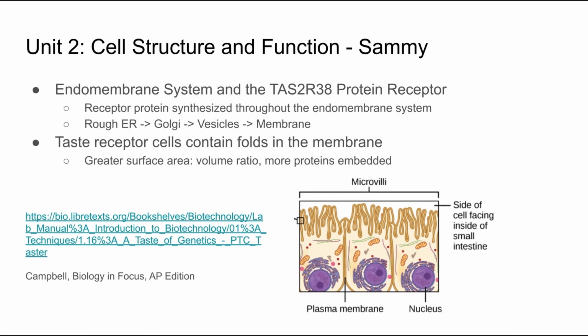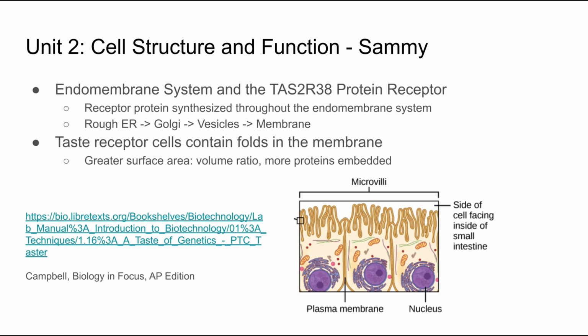The TAS2R38 gene that we looked at in the lab codes for a receptor protein which is located in the membrane of taste receptor cells. As we take a trip through the endomembrane system, we can see how this receptor protein is not only assembled but transported. We start in the rough ER, where ribosomes synthesize the protein, followed by the Golgi apparatus, which modifies and packages it, before vesicles transport it to the plasma membrane, where it becomes embedded and functional.